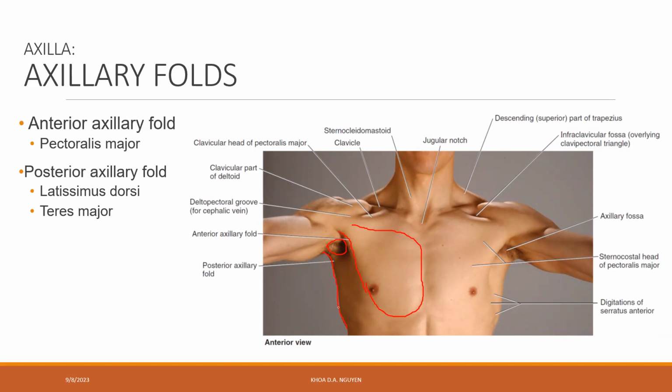Now, the posterior axillary fold is actually made up of two muscles, the latissimus dorsi, which is the huge one, as well as the teres major, which is the little one that contributes up here.